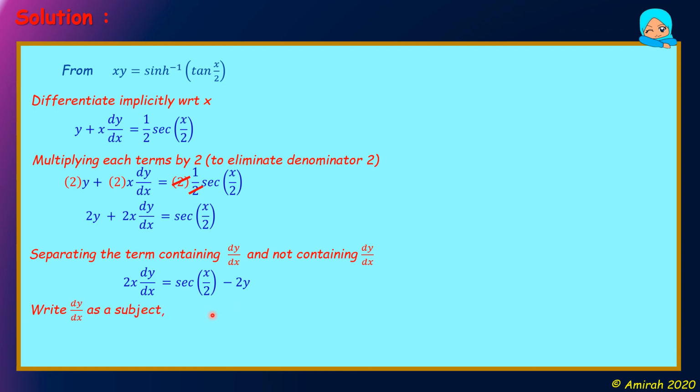After that, we write dy over dx as the subject because we want to find dy over dx. So we need to move 2x to the right hand side. When we move 2x to the right hand side, it becomes sec x over 2 minus 2y over 2x, because 2x is a multiplication operation. So when we move it to the right hand side, it becomes a division operation. So the final answer is dy over dx equals sec x over 2 minus 2y over 2x. Is it clear?